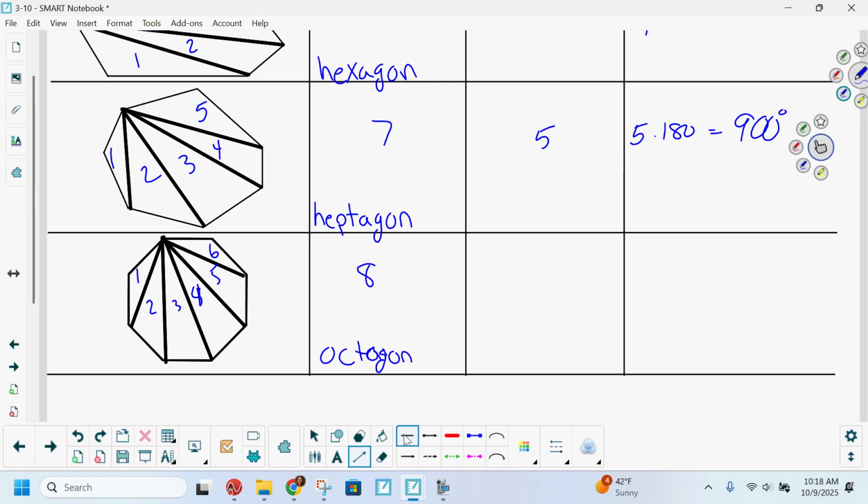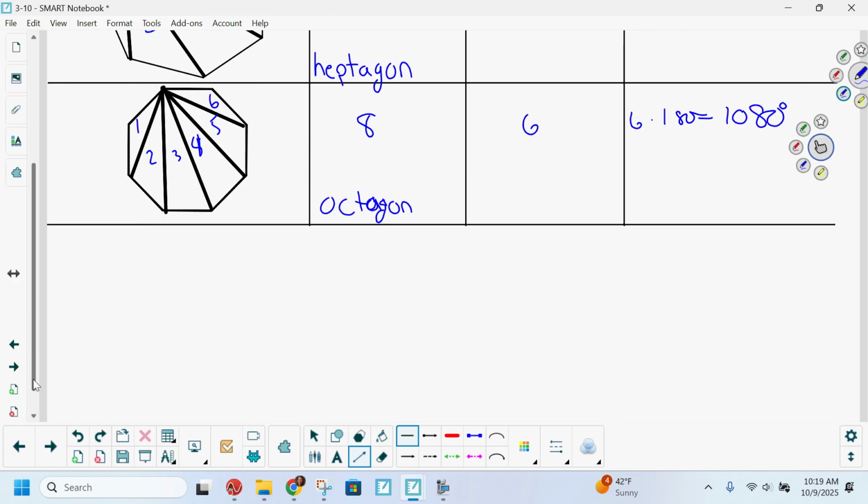Octagon, right? That's an A. Yeah, octagon. And I have 6 triangles. So 6 times 180 is 1080. And that's it in terms of pictures, but we should know that 9 sides is called a nonagon. 10 sides is a decagon. And 12 sides is a dodecagon. So just a few more that are good to know.